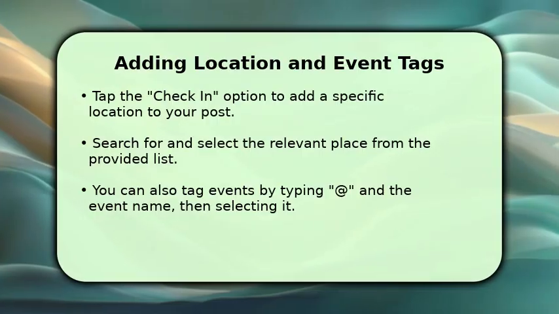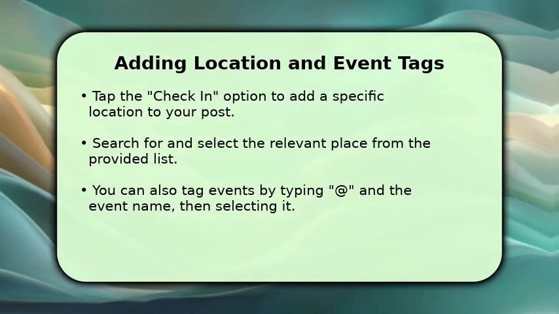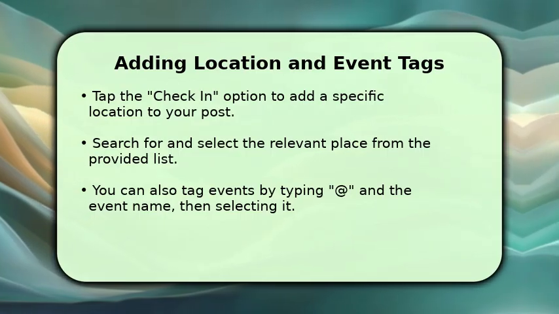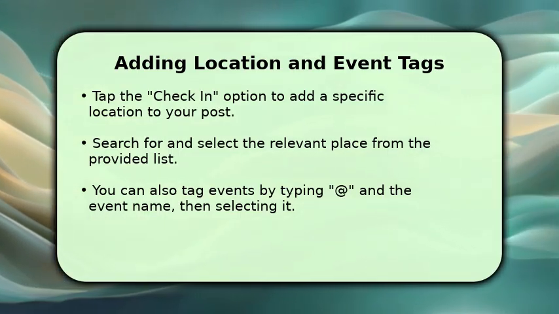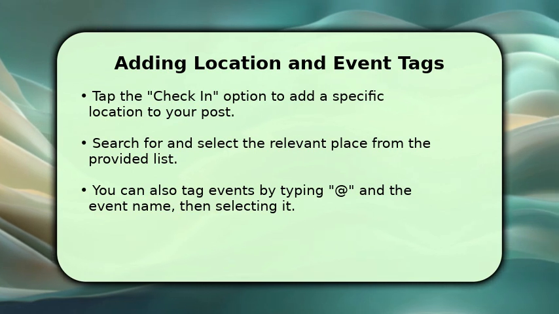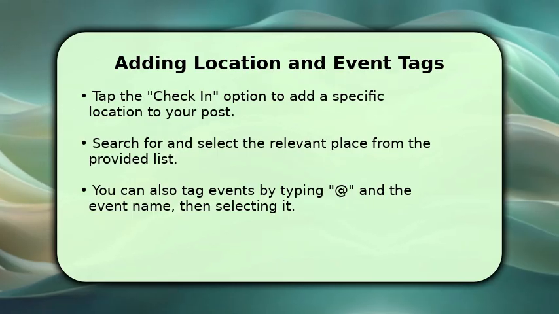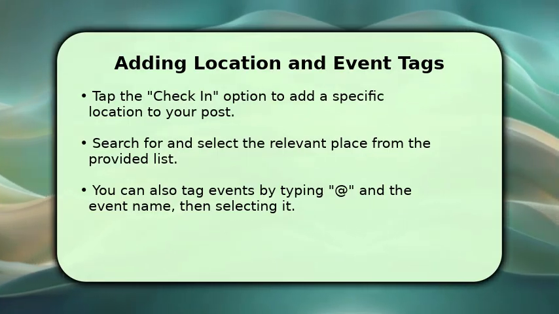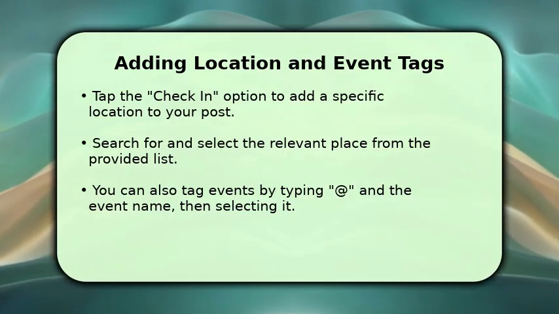Beyond people, you can also tag locations and events. To add a location, look for the check-in button below your post. Tap it, then search for the place you're at or want to mention. Similarly, if you're posting about an event, you can tag it by typing @ and the event's name, then selecting it from the options. This adds more context to your public post.